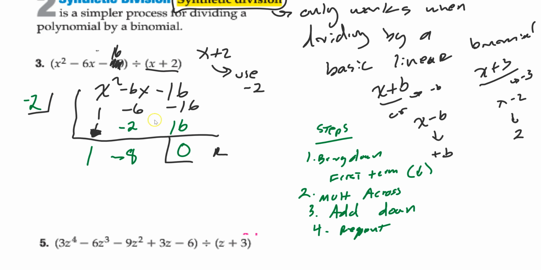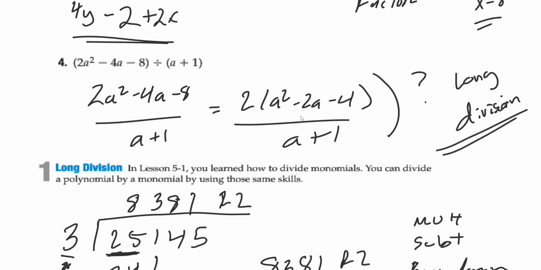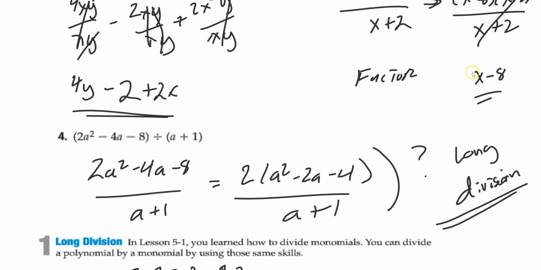So we get this. You're like, okay, what's that? Well, we just divided. Now here's the last key part. The thing you divided by, we're dividing this by x plus 2, so you always lose one power. That was x squared, so this becomes x. And then this goes in order: x minus 8, remainder 0. So we get x minus 8, which is the exact same thing we got doing long division up here, and the exact same thing when we did it factoring.